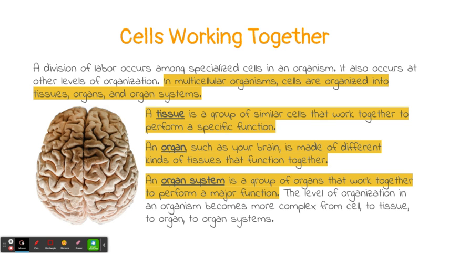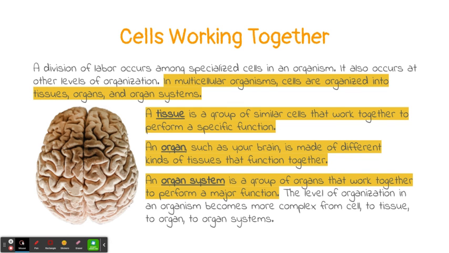A division of labor occurs among specialized cells in an organism. It also occurs at other levels of organization. In multicellular organisms, cells are organized into tissues, organs, and organ systems. A tissue is a group of similar cells that work together to perform a specific function. For example, your brain is made mostly of nerve tissue, which consists of nerve cells that relay information to other parts of your body. An organ, such as your brain, is made of different kinds of tissues that function together.